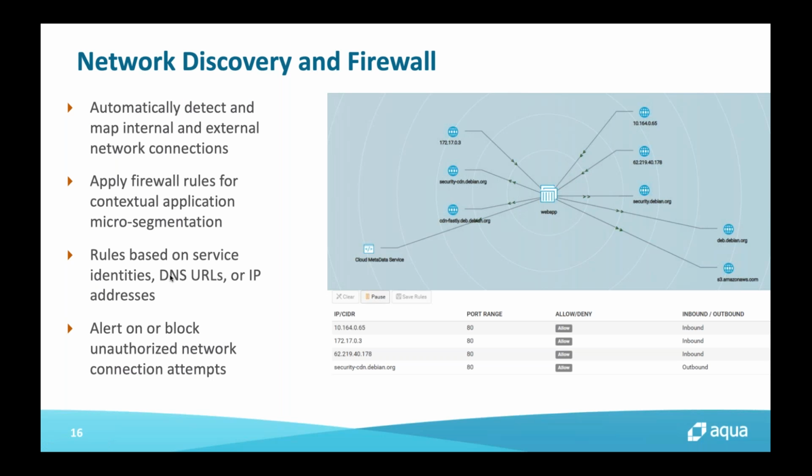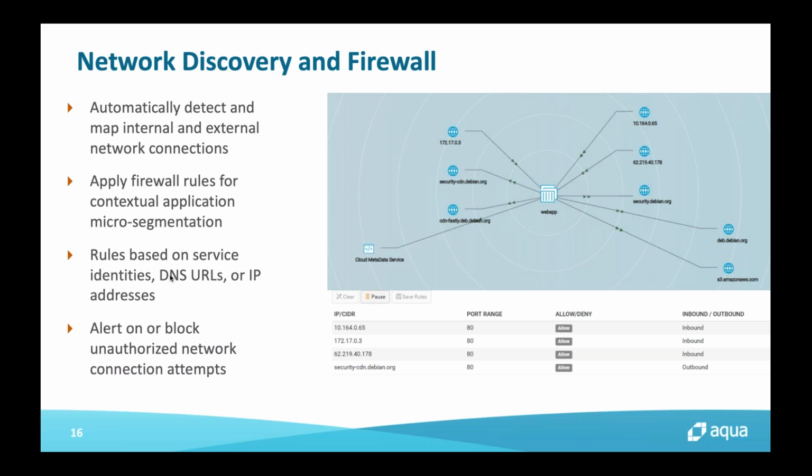The next feature is network discovery and firewall. So again, this happens at the layer 3, layer 4 aspect of an application. So we can automatically detect and map the internal and external communication. So basically you turn on a profiler and it listens to exactly what's happening inside of that application. And you can build out something like this map that you would see, and then use this map to create your firewall rules. So, okay, this should be allowed, this shouldn't be allowed.